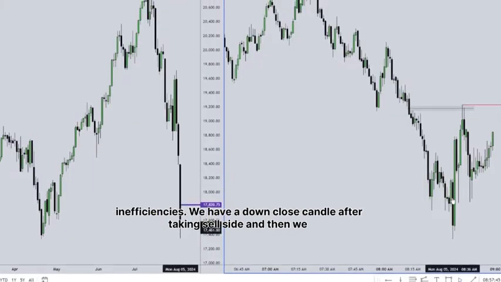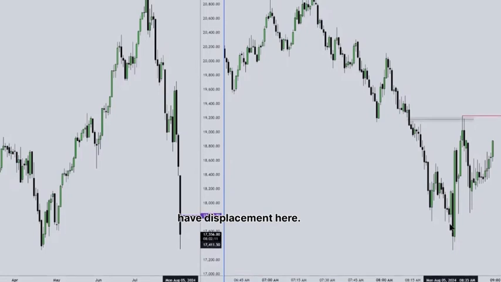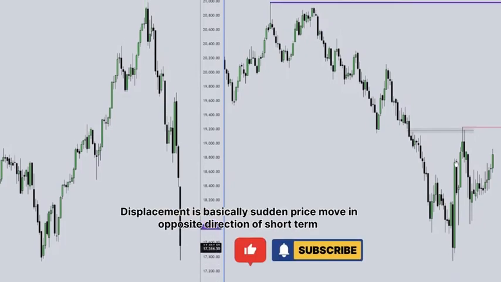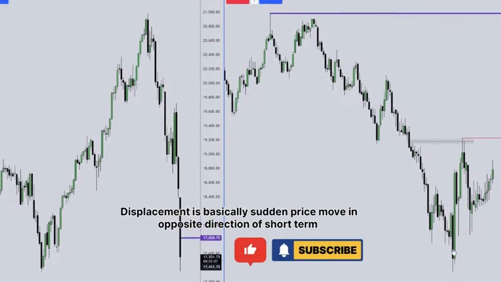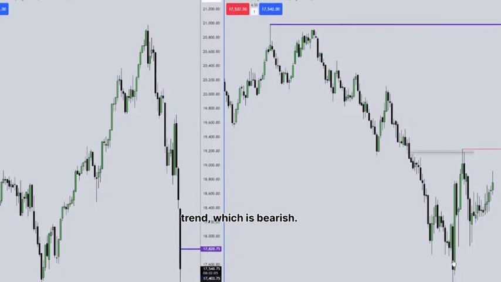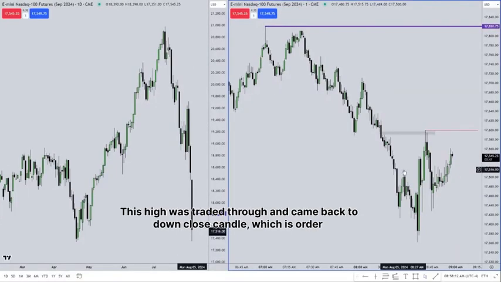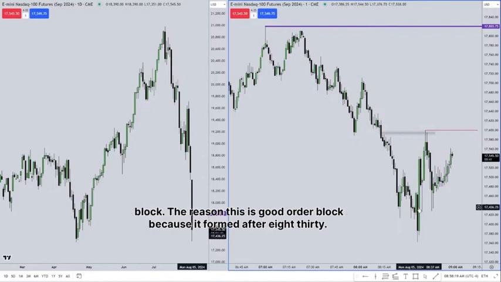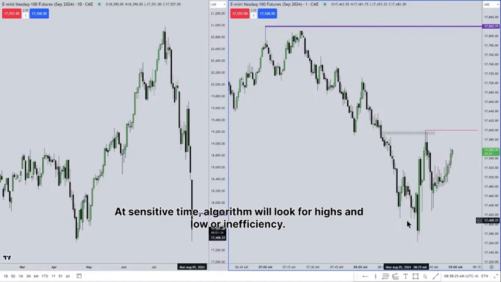We have a down close candle after taking sell side, and then we have displacement here. Displacement is basically a sudden price move in the opposite direction of the short-term trend, which is bearish. This high was traded through and came back to the down close candle, which is the order block. The reason this is a good order block is because it formed after 8:30, a sensitive time, when the algorithm will look for highs and lows or inefficiency.